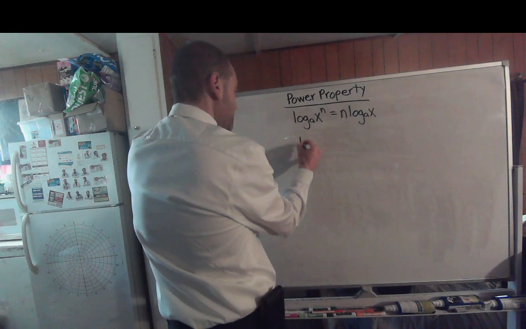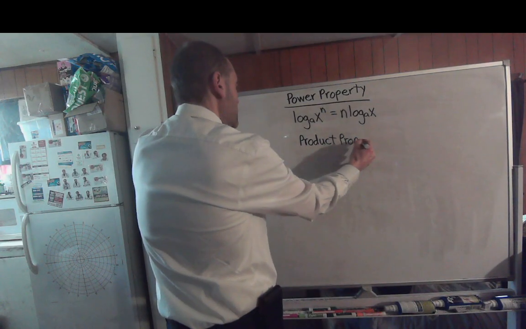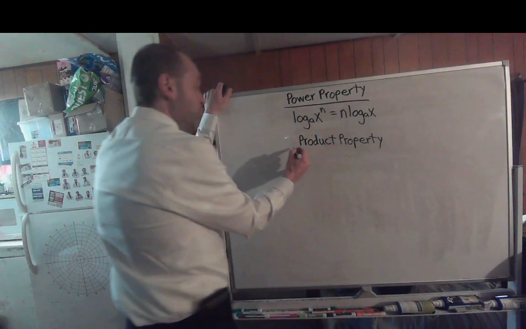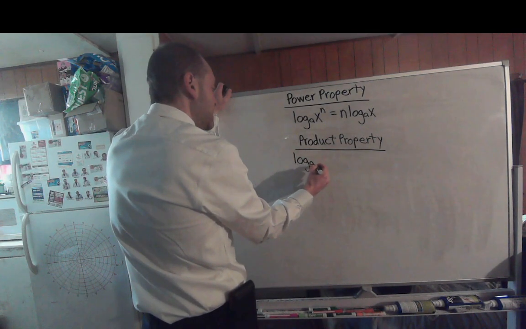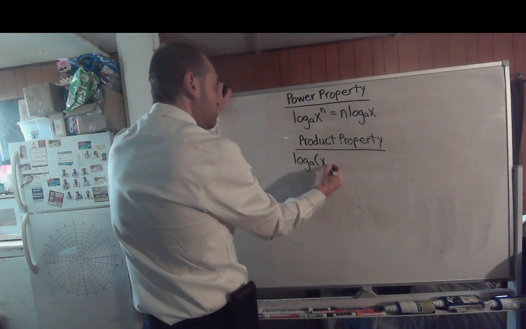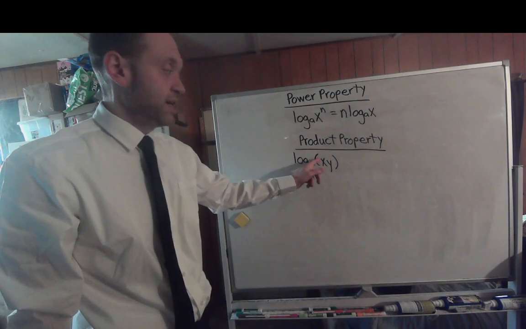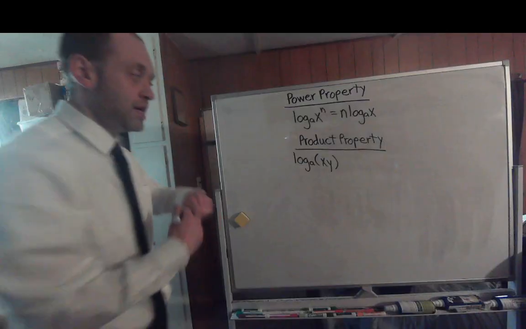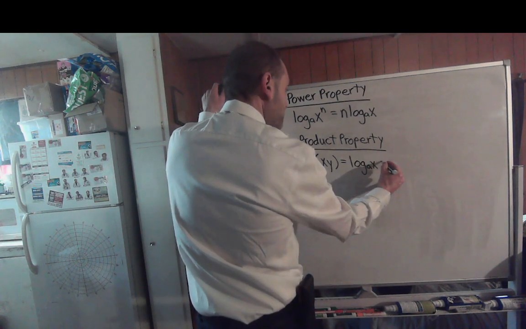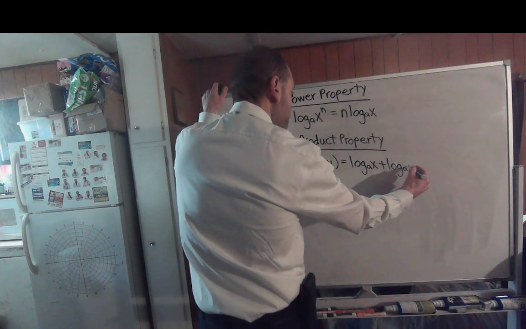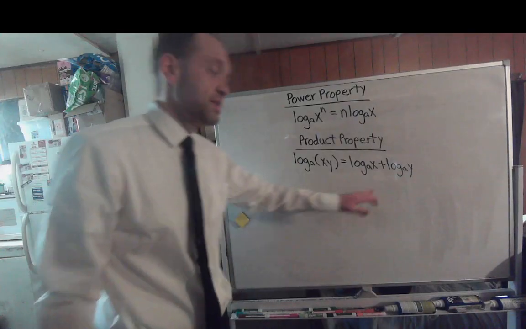Then there's 2 more we could talk about today. There's also the product property. So the product property of a log is, let's say I have log base a of xy. So in parentheses, I have 2 different numbers that are being multiplied by each other for the logarithm. So log base a of xy. This is the exact same as taking the log base a of x plus log base a of y. So I can rewrite that product as the sum of 2 separate logs of the same base.